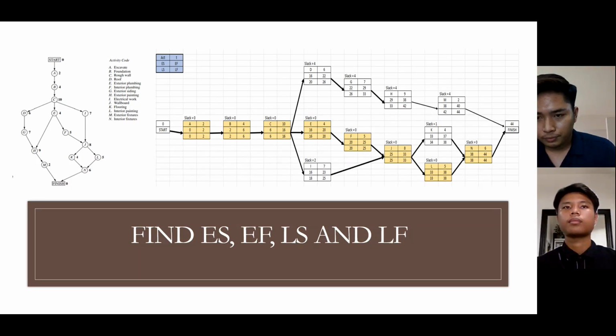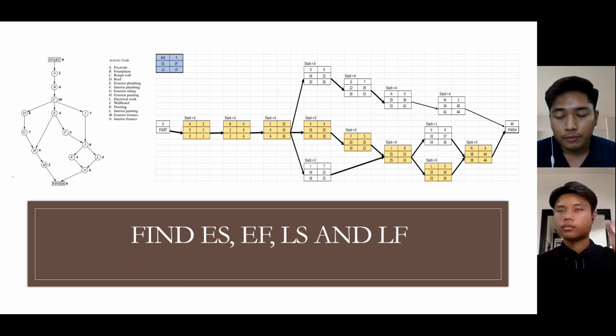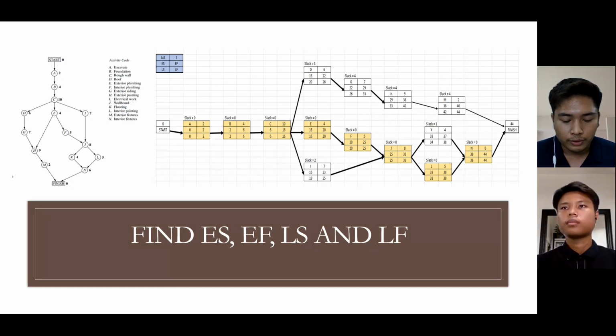Thank you to Maizul. Now I will explain more about the backward pass that is needed to find LS and also LF. For the project, the activity completion time we have is 44, and we will bring the 44 to the late finish for activity N. At activity N, the late finish will minus 6, which is the time, and we will get the late start, which is 38.